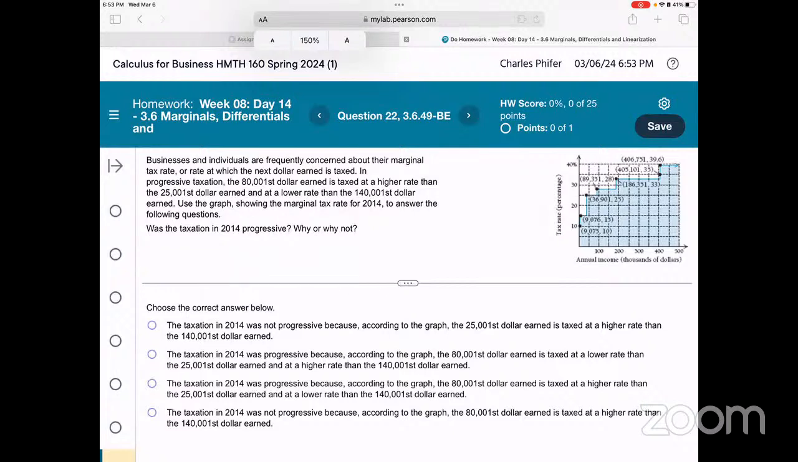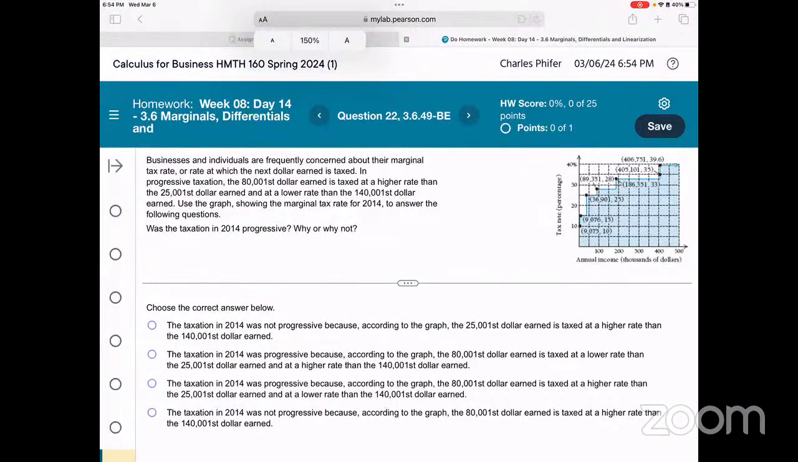Let me see. Showing to the right, marginal tax. Let's back up. The next dollar earned is taxed at a higher rate than the next one from there, and at a lower rate than. Okay, so it's higher than that one, but lower than that one. Let me see. 80,000.